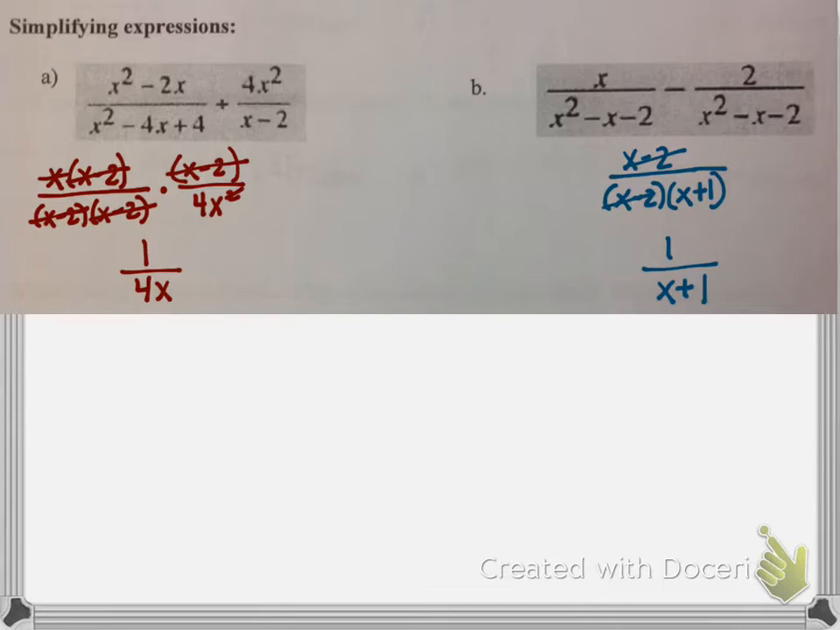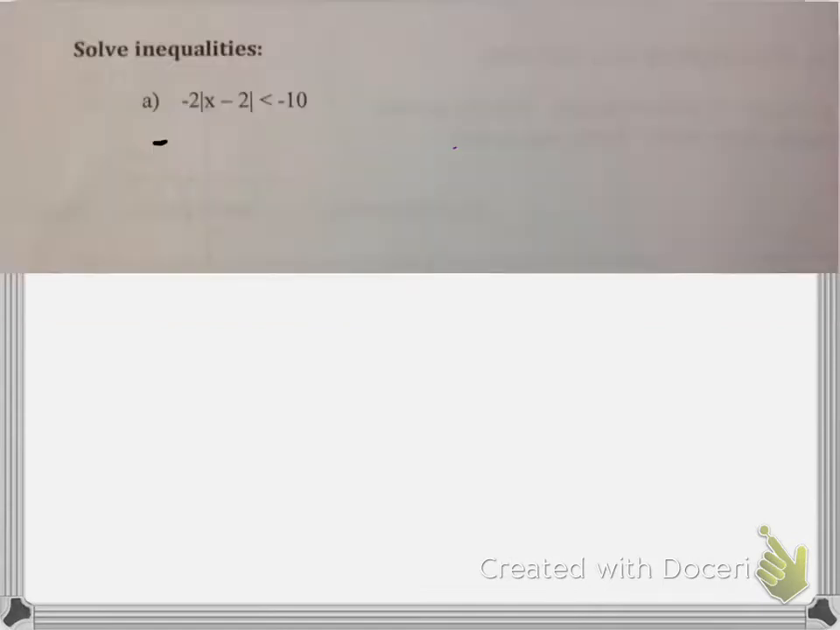Okay, so those are your two simplified fractions. And don't those look so much nicer than what we started with? Gotta love when things work out nicely. Alright, only 2 problems left. So this one asks us to solve the inequality.